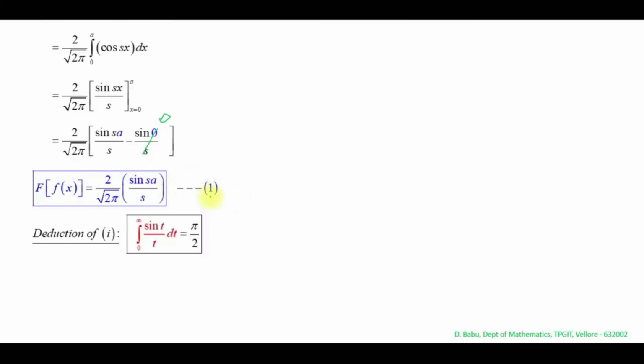Deduction of 1. We have to deduce that the integral from 0 to infinity of sin t divided by t dt equals pi by 2. Note that sin t by t is similar to sin sa divided by s, which is similar to the Fourier transform of f of x. Therefore we have to apply the inversion formula. By the inversion formula, f of x equals 1 divided by square root of 2 pi, integral from minus infinity to plus infinity of the Fourier transform of f of x e power minus isx dx. Now substitute f of x equal to 1, which is given in the problem. Next substitute the transform, which is given in equation 1.